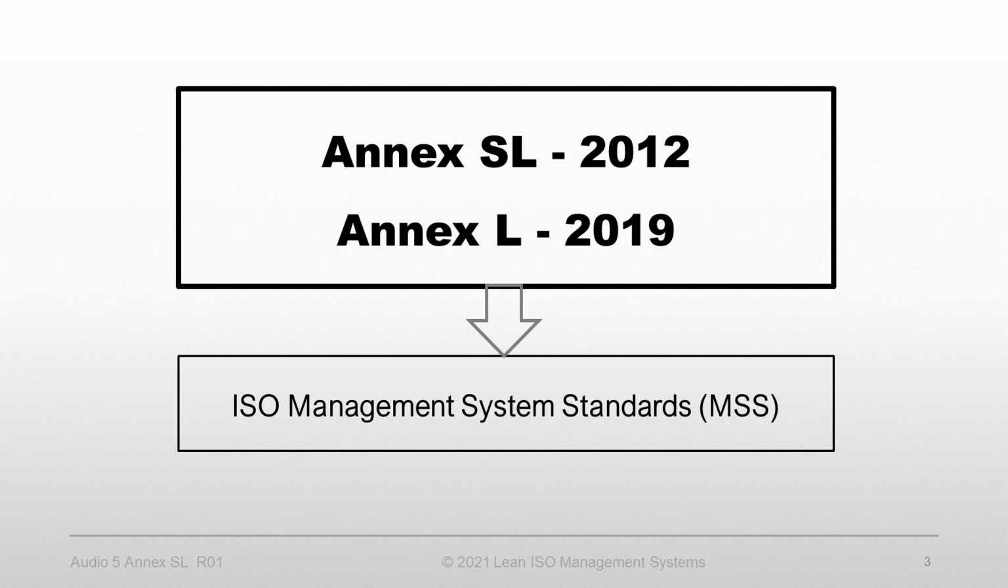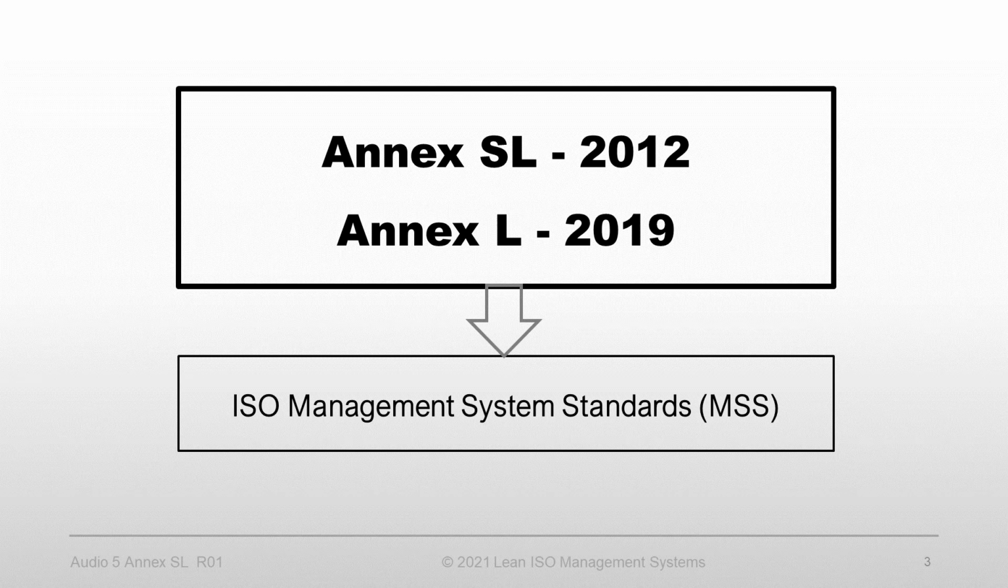In simple terms, Annex SL is an ISO standard for ISO Management System Standards, also known as MSS. I know, it sounds funny, but it really is a standard for standards. Annex SL was initially released in 2012 and revised to Annex L in 2019. The annexes are a template, a cookie cutter if you wish, for all new MSS standards.